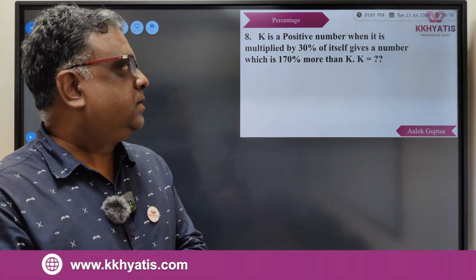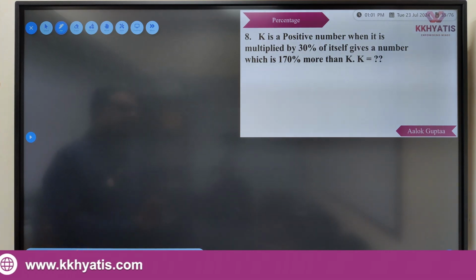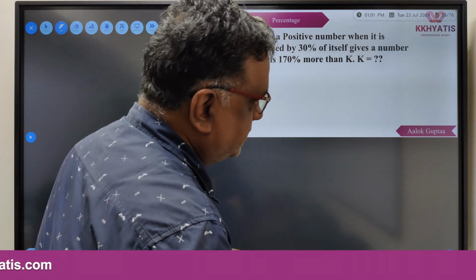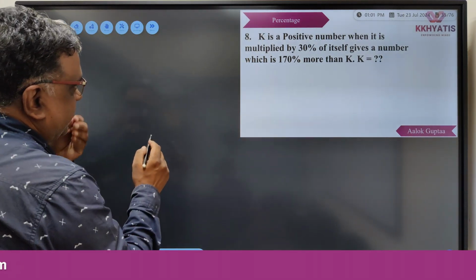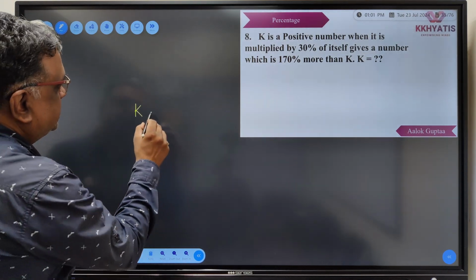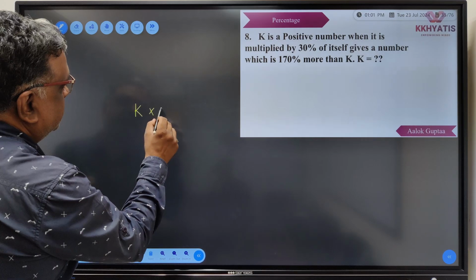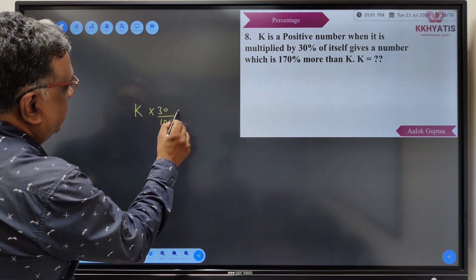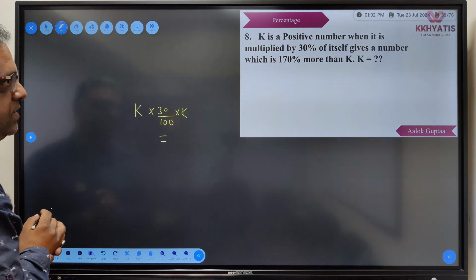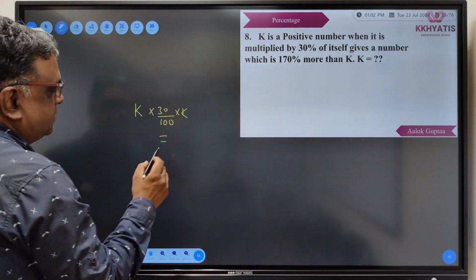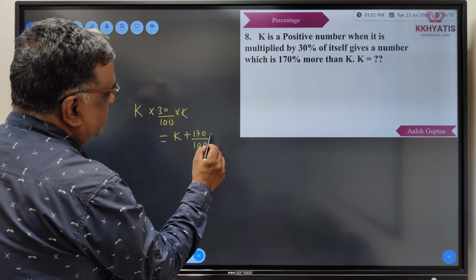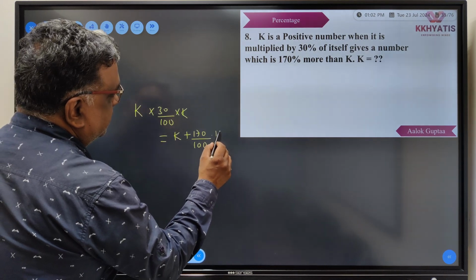K is a positive number. When it is multiplied by 30% of itself, it gives a number which is 170% more than k. What is the value of k? So k is a positive number. It is multiplied by 30% of itself. 30% is 30 upon 100 of itself. It gives a number which is 170% more than k, which means it gives you a number which is k plus 170 upon 100 into k. Correct?